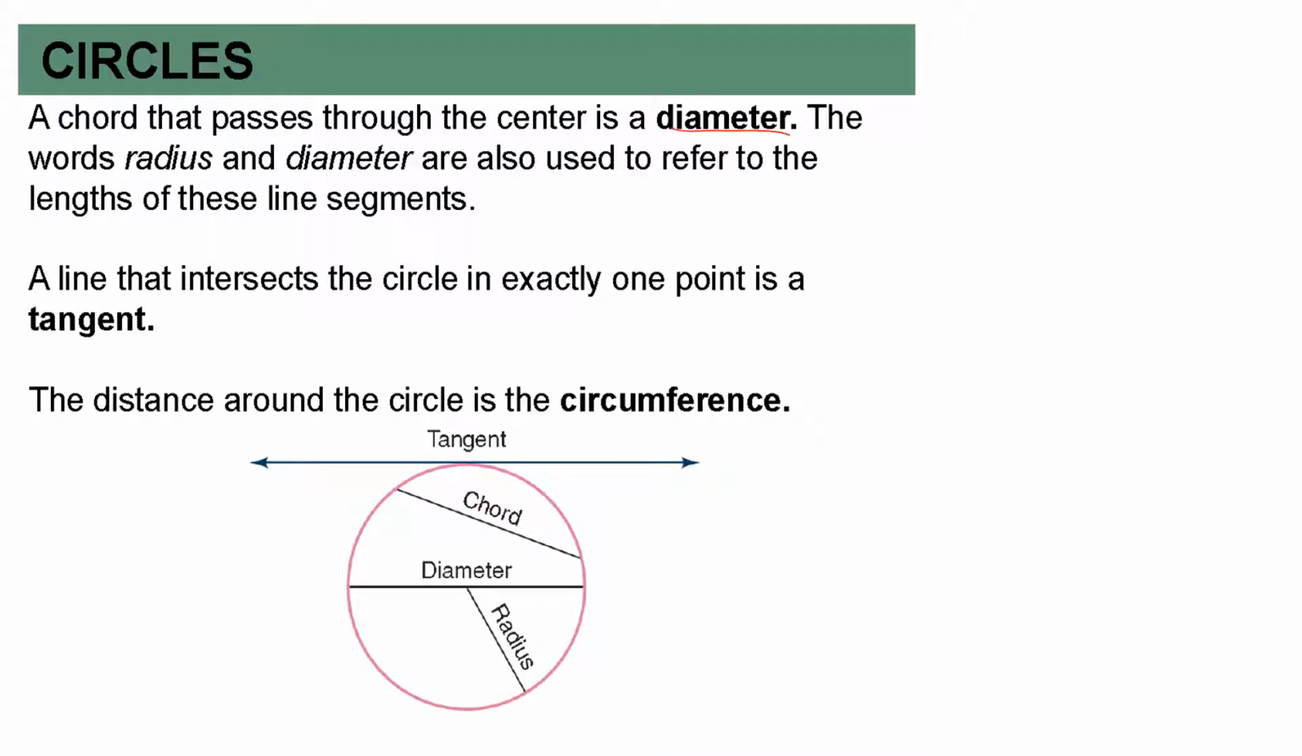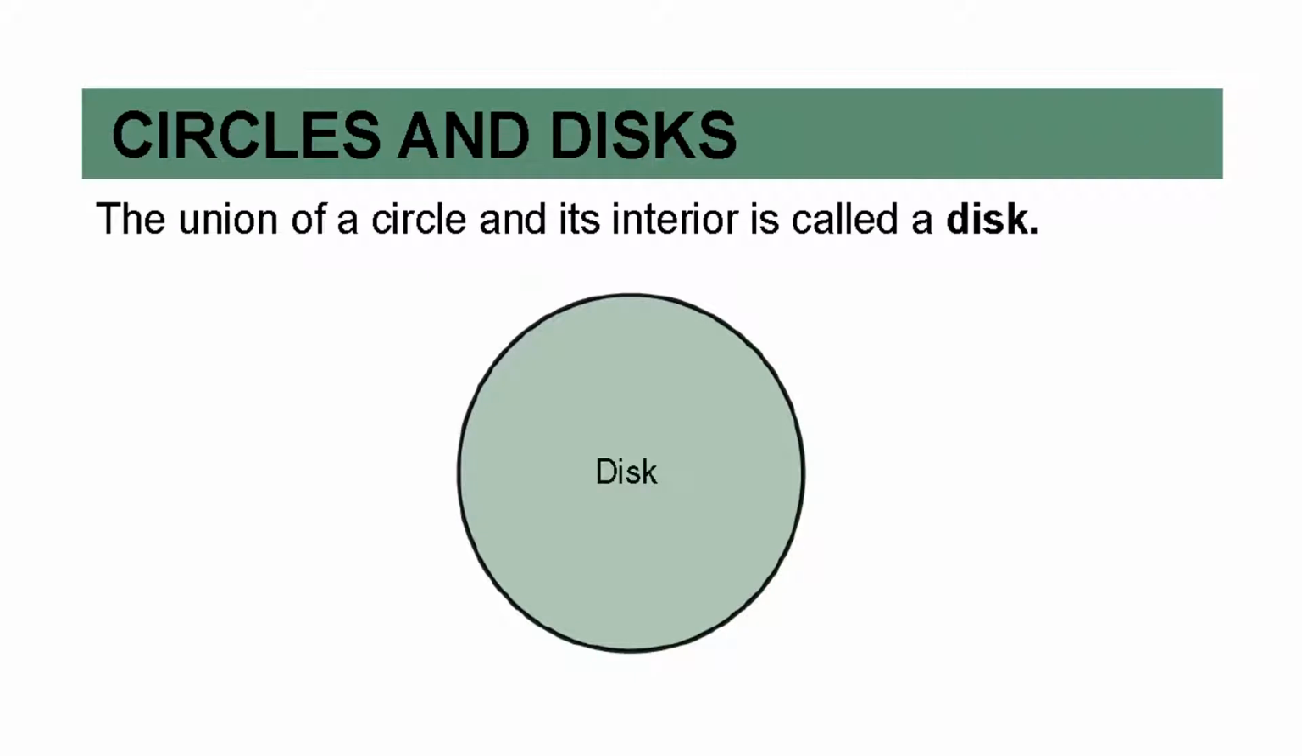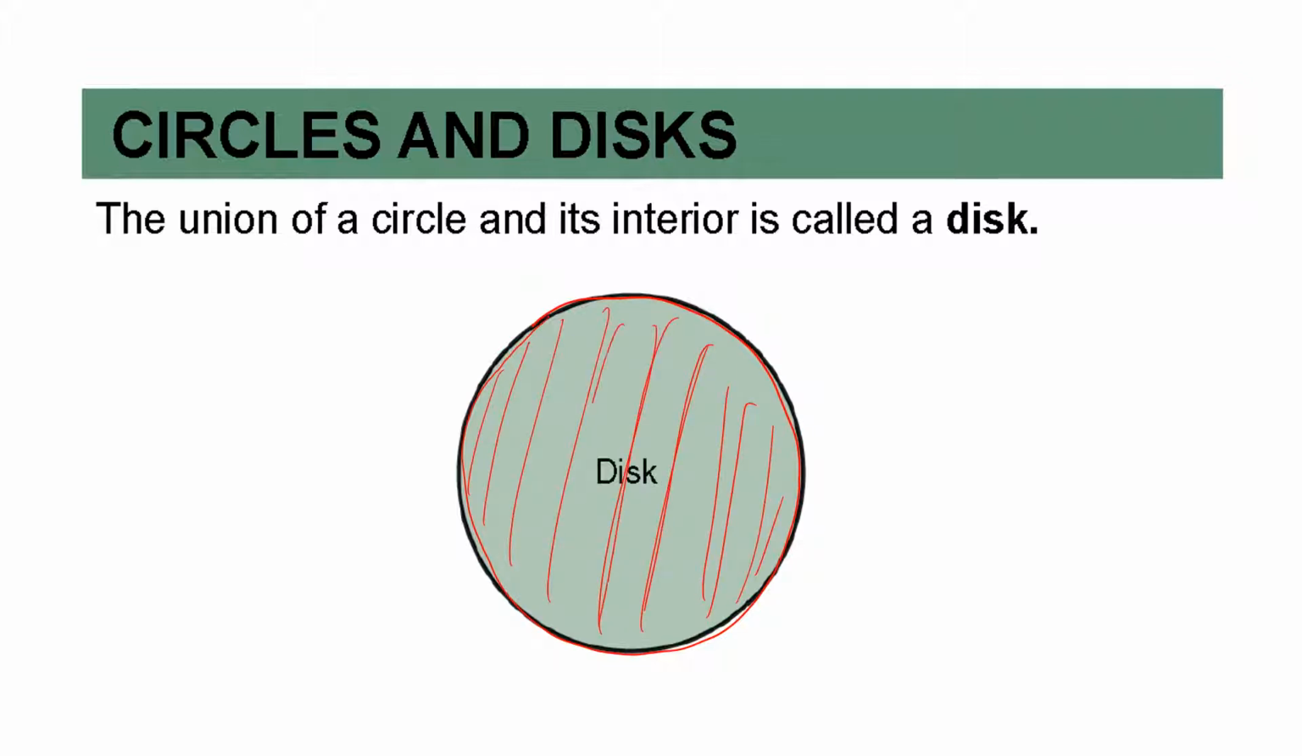So here again are the definitions for a diameter and a tangent. And then of course the distance around the circle is called the circumference. If I take this closed curve and union it with all the points in between, or inside the region I should say, then I get what we call a disk.